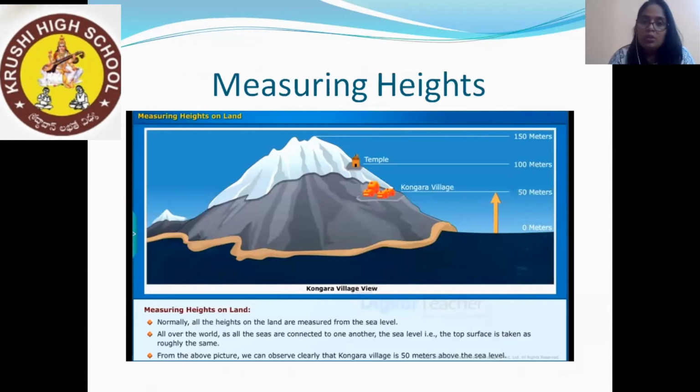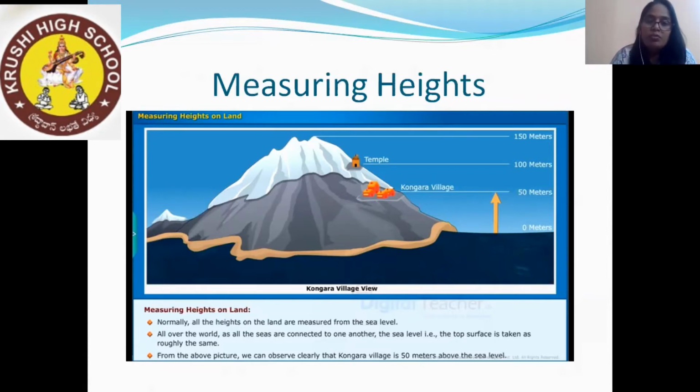All over the world, all the seas are connected to one another. So the top surface of the sea is taken as the 0 meter. Generally we all know that all the water bodies or the seas are connected to each other somewhere or the other. So the top surface of the sea level is considered as the 0 meter, and we calculate the height of a place from that 0 meter.